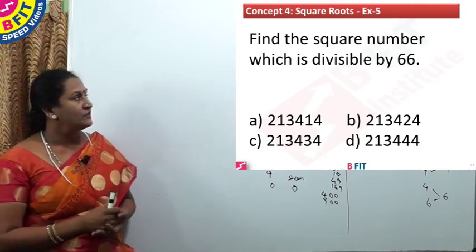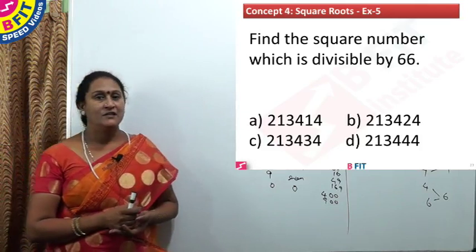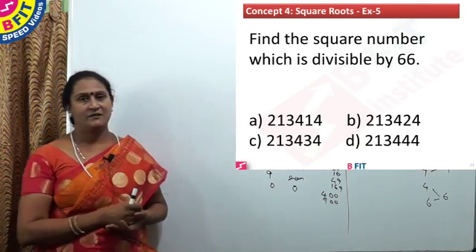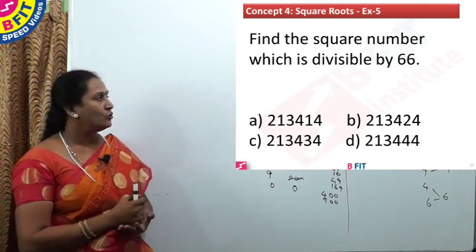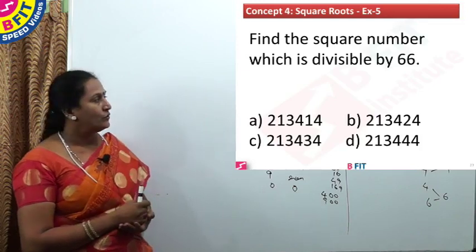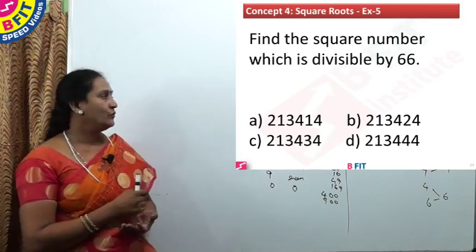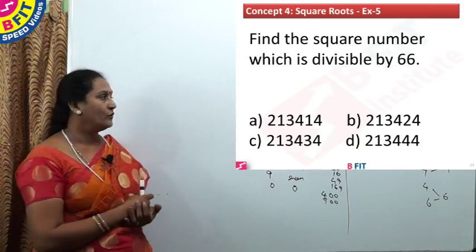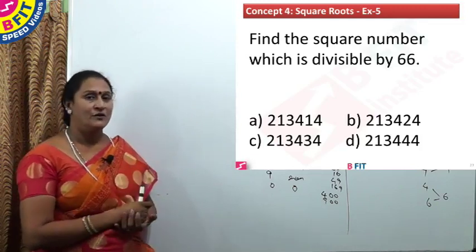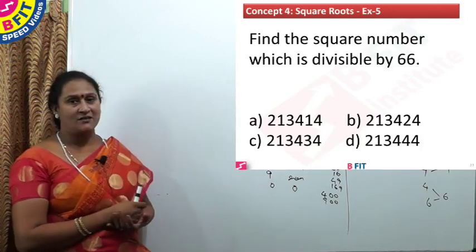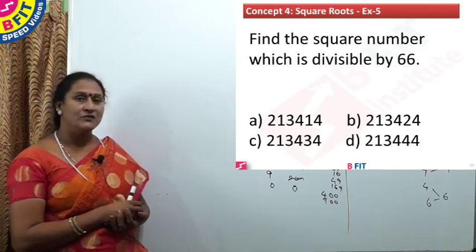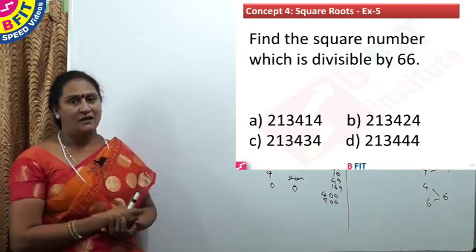The question is, find the square number which is divisible by 66. So the options are 213414, 213424, 213434, 213444. So we'll see how to choose the answer without any working using the hints which we saw earlier.